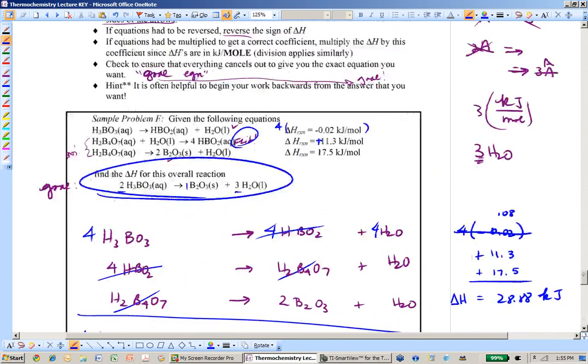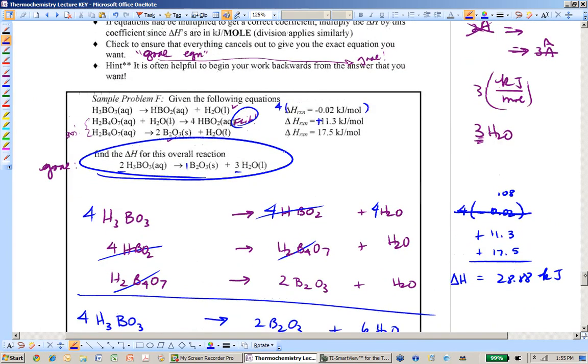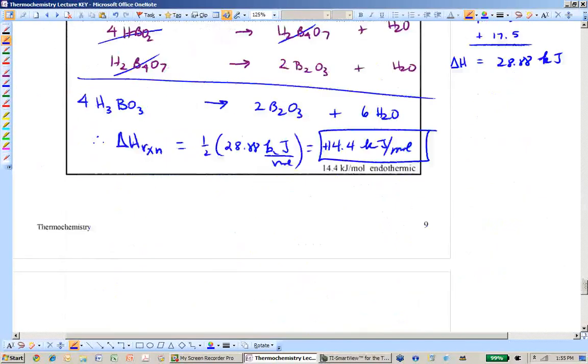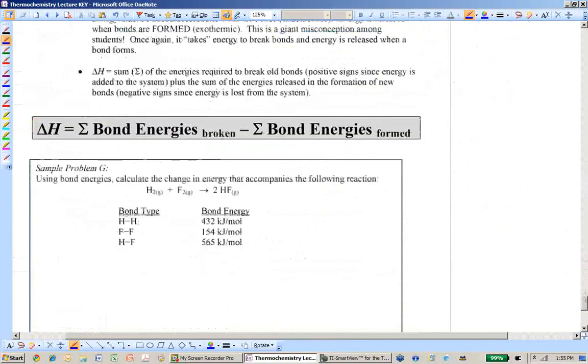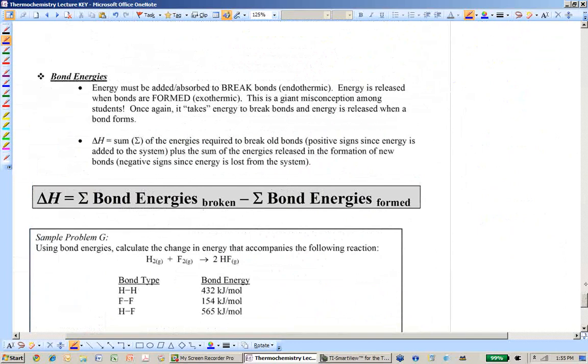If you flip it, you flip the sign on the delta H. If you multiply, multiply the delta H. If you divide, divide the delta H. Don't try to make that hard. All right, final topic coming at you, bond energies. So we got to clear up some misconceptions.